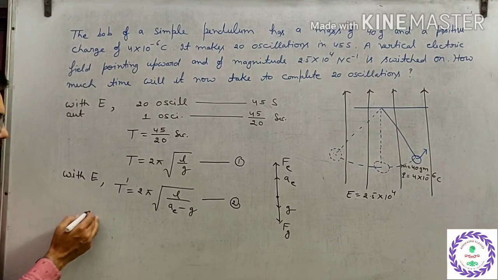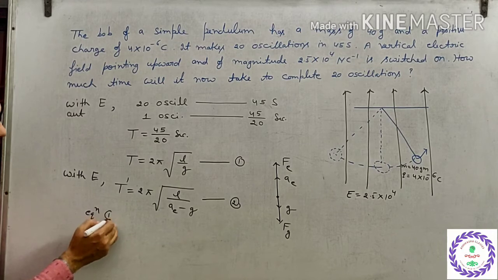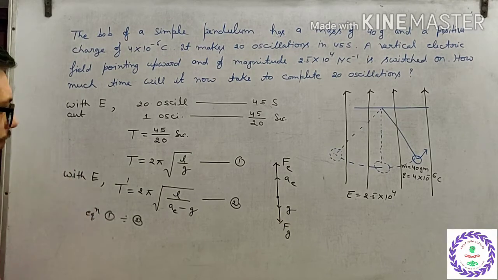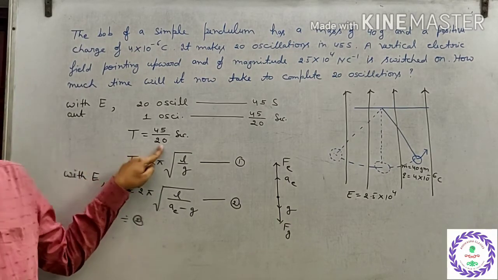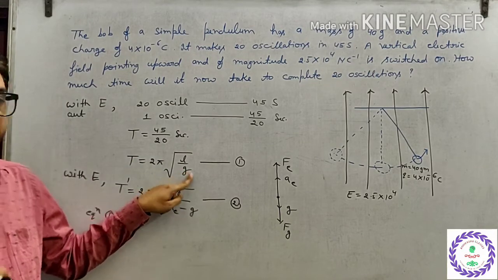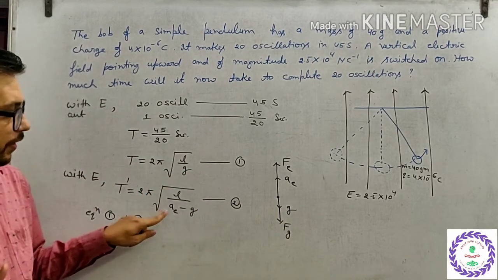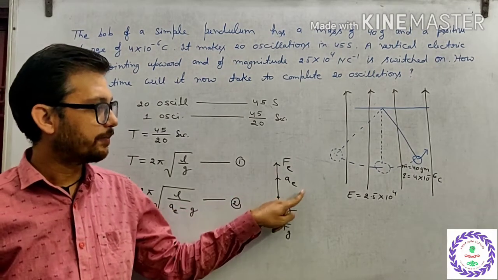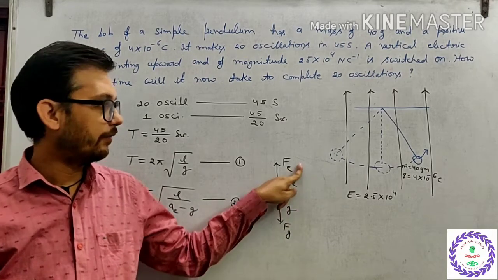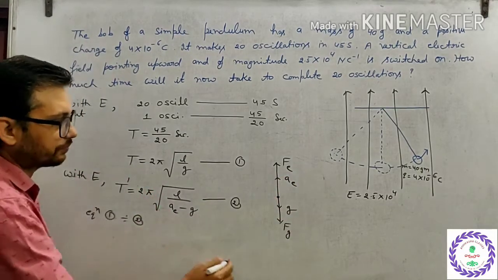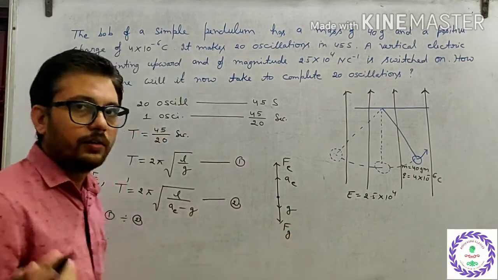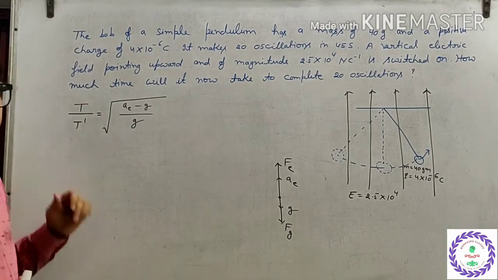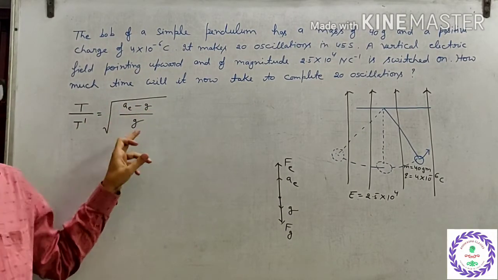Now divide equation 1 by 2, or 2 by 1, whatever you can do, and we have capital T as 45 by 20. We have small g, that is 9.8. We can find out aE by using the formula FE equals qE and F equals ma. How? We will discuss it. T upon T dash equals under root aE minus g upon g.